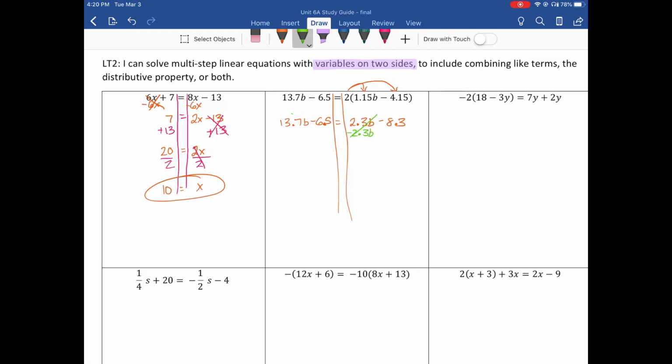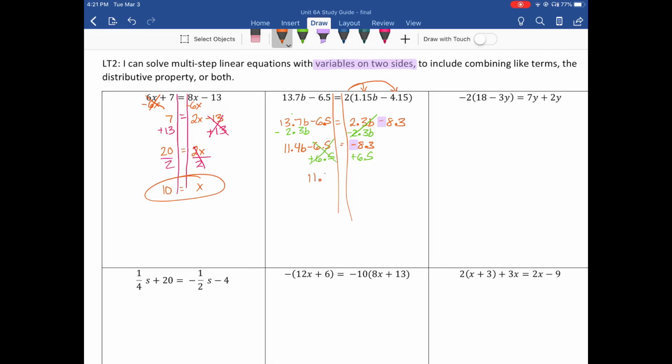And on the right-hand side, that will cancel out. And on the left-hand side, that'll give us 11.4b. Make sure when we're dropping this negative 8.3, we don't lose track of that negative. Notice how I still put it in there. And now we have a variable only on the left-hand side, so we want to get rid of that constant that's with it. So that negative 6.5 needs to be added to both sides.